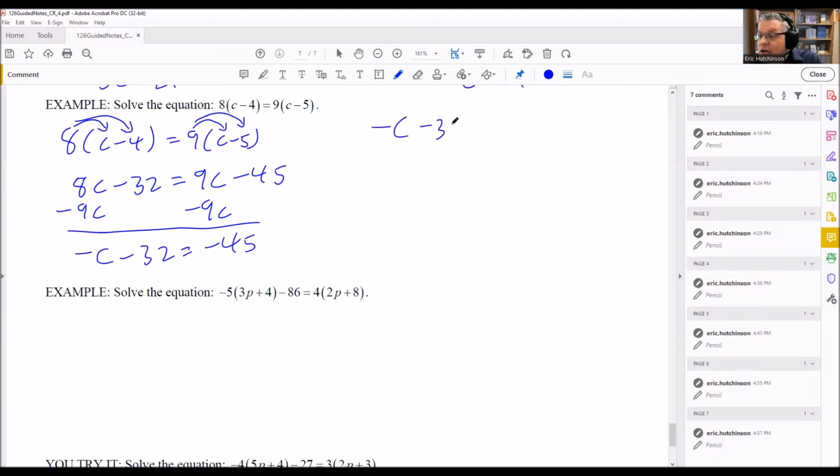So let's rewrite that up here. And then we're going to isolate the c, get c by itself. I want to get rid of that 32, so I'm going to add 32 to both sides.